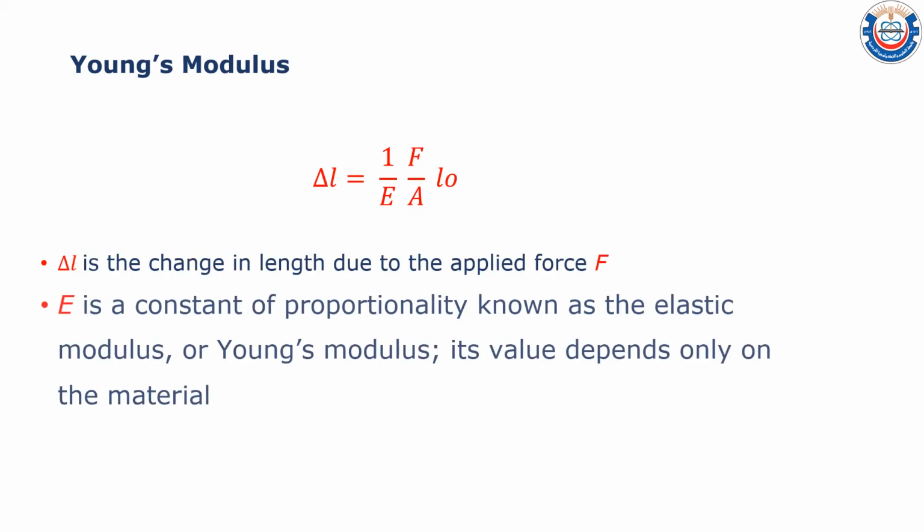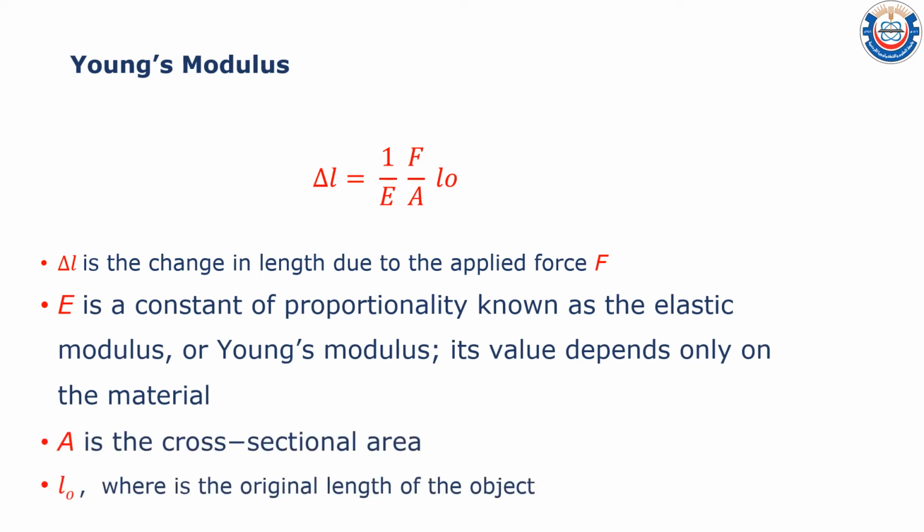Young's modulus can be written in a mathematical form as delta L equals 1 over E times F over A times L naught. Here, delta L is the change in length due to the applied force, and E is the proportionality constant, known as the elastic modulus or Young's modulus, and its value depends on the material. F is the force exerted on the object, A is the cross-sectional area of the object, and L naught represents the original length of the object.